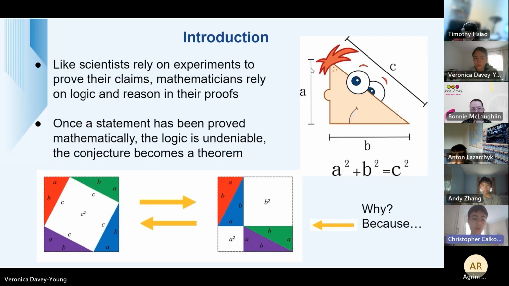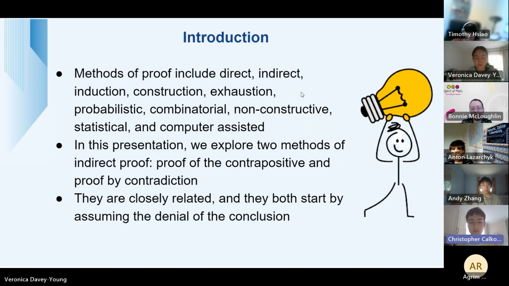Introduction. Like scientists rely on experiments to prove their claims, mathematicians rely on logic and reason in their proofs. Once a statement has been proved mathematically, the logic is undeniable, and the conjecture becomes a theorem. Methods of proof include direct, indirect, induction, construction, exhaustion, probabilistic, combinatorial, non-constructive, statistical, and computer-assisted. In this presentation, we explore two methods of indirect proof: proof of the contrapositive and proof by contradiction.